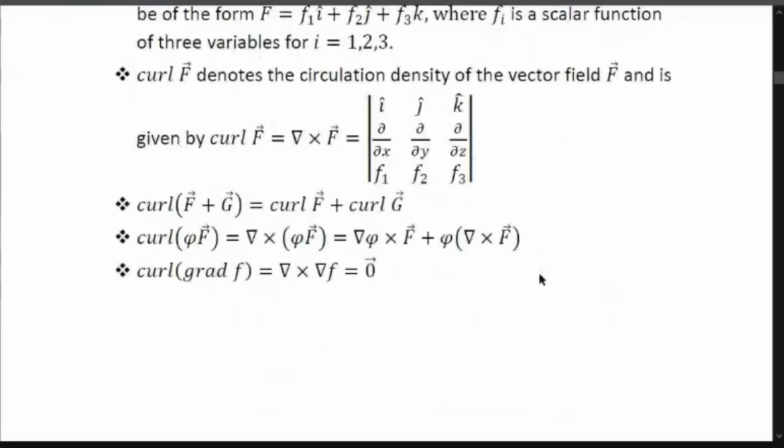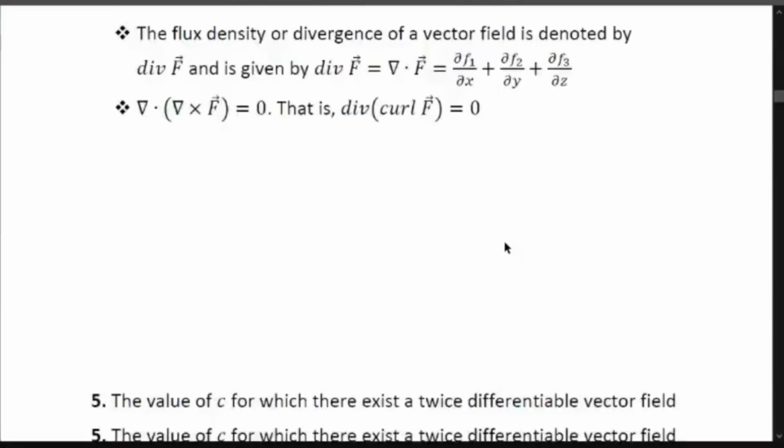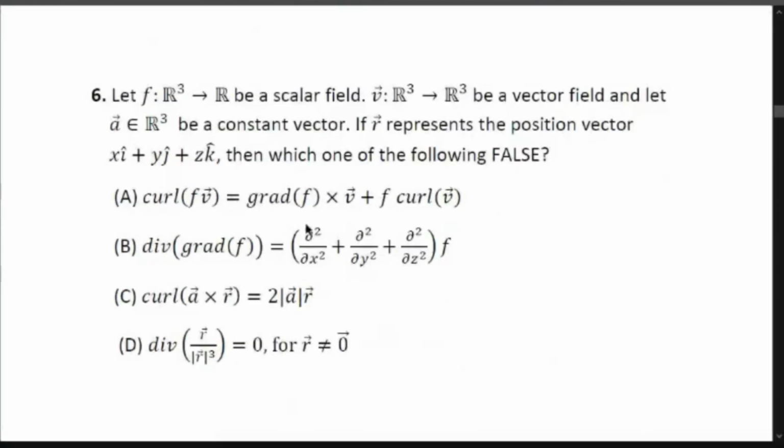we had stated that result here. This is a result on curl. Curl of a scalar field times a vector field is the gradient of that scalar field cross the vector field plus the scalar field times the curl of the vector field. That is del phi cross f plus phi times del cross f. The same statement is given here: curl of a scalar field times a vector field is equal to the gradient of the scalar field cross the vector field plus f times the curl of the vector field. So statement A is correct.